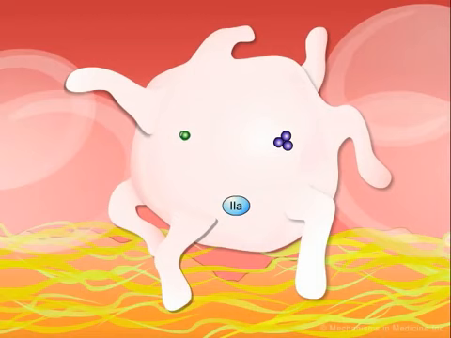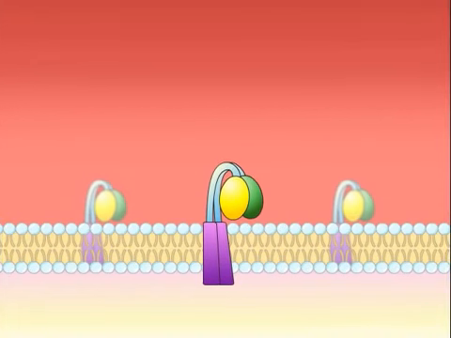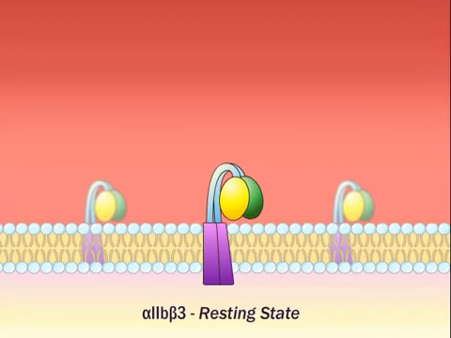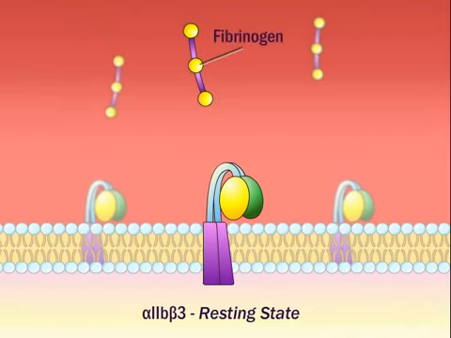Aggregation is an active metabolic process. Binding of any of the agonists to their respective membrane receptors initiates signaling pathways that ultimately convert integrin alpha-2b beta-3, or GP2b-3a, from a low-affinity resting state to a high-affinity activated state for binding extracellular soluble ligands such as plasma fibrinogen and von Willebrand factor.